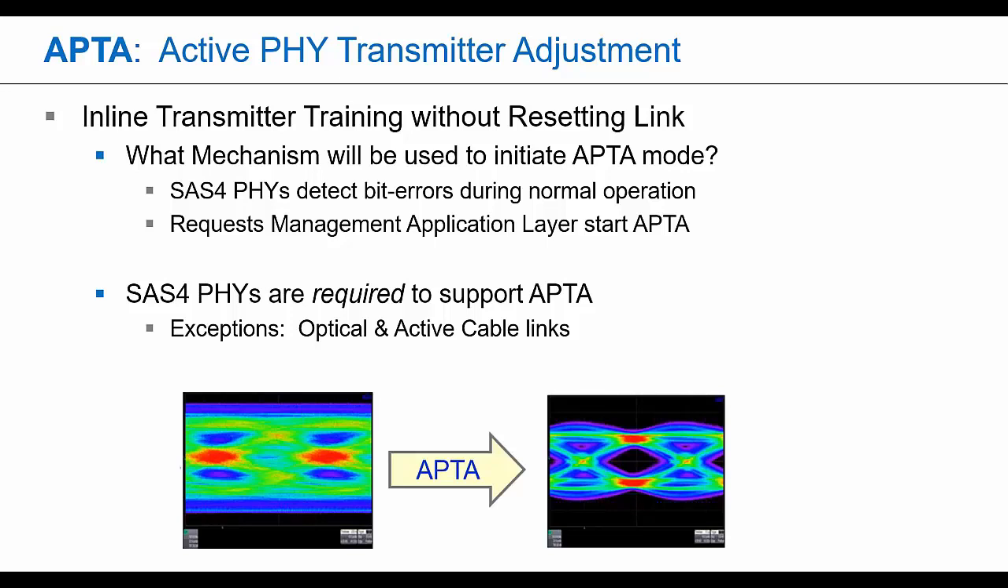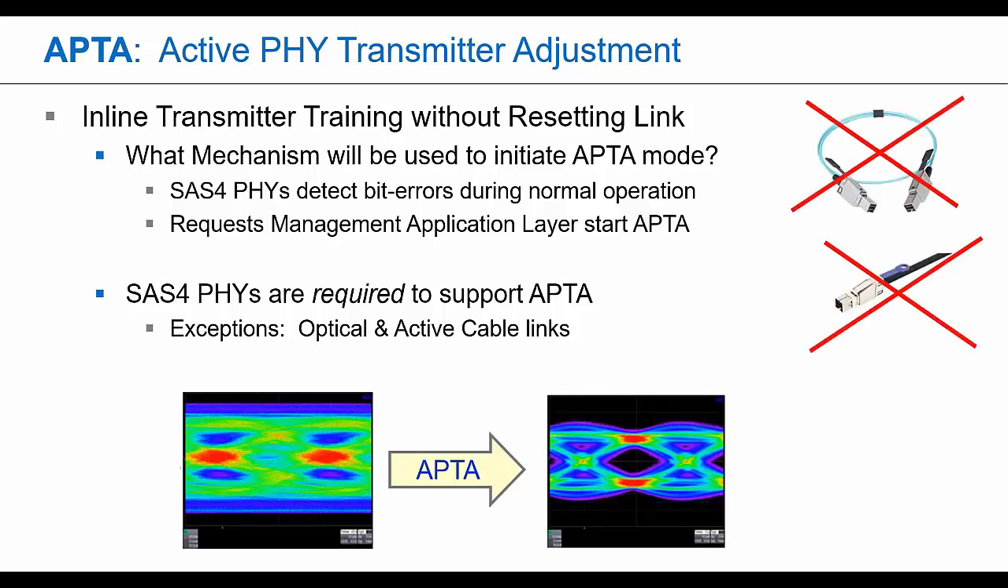Could be temperature. More likely, bit errors detected at the PHY layer are going to trigger this mode. The spec really doesn't define when you would initiate APTA, so that's vendor proprietary. It does require that all SAS 4 devices support it, so it's a required behavior. Only exception if you have an optical or active cable in place. So you can see the higher layers would need to be involved because they need to basically disable APTA based on the cable topology.